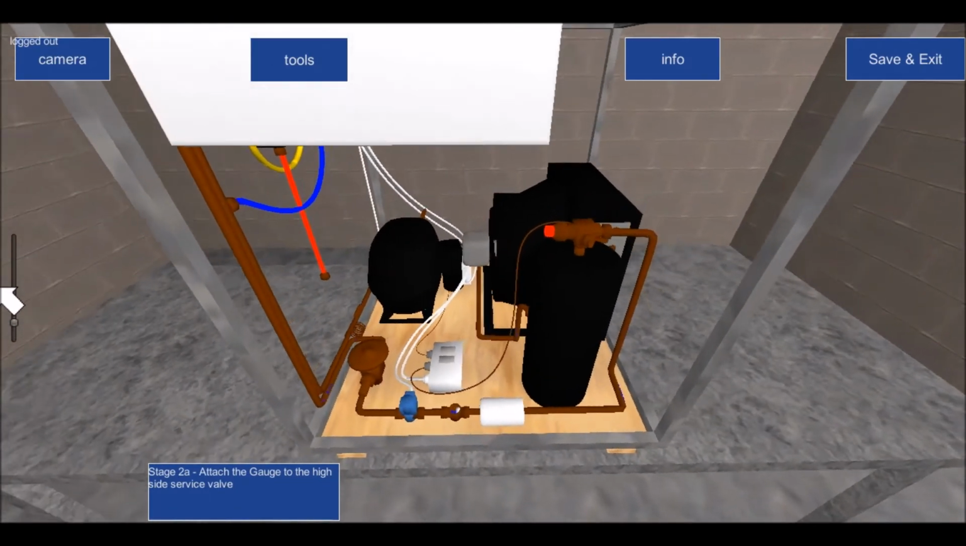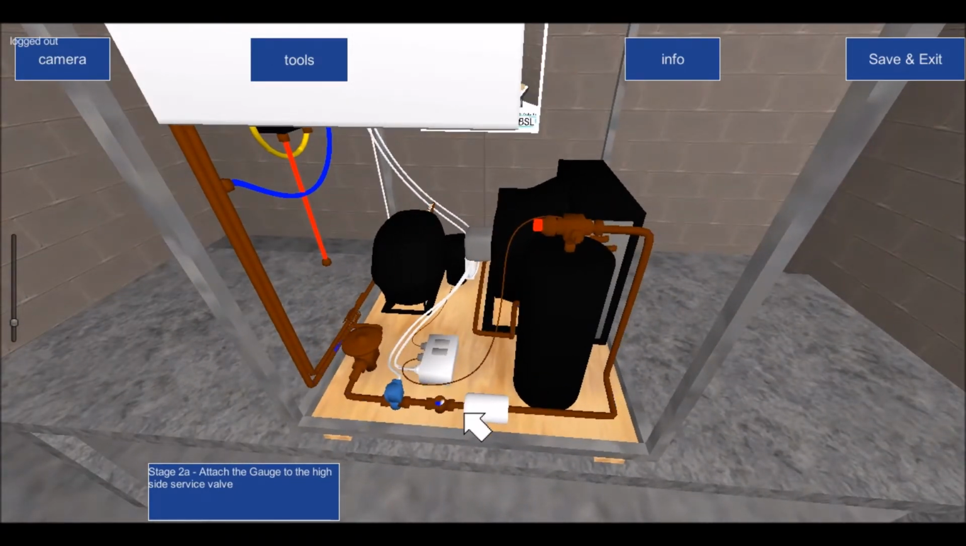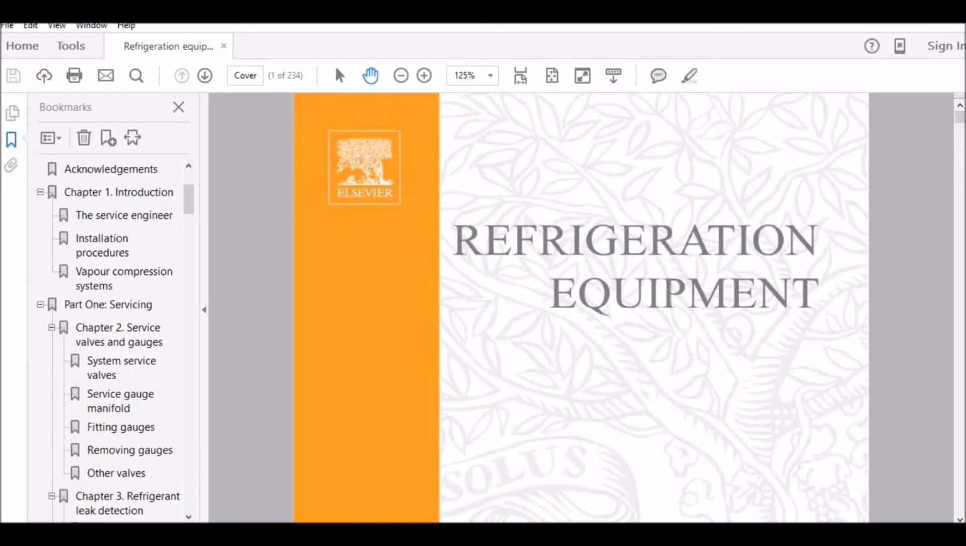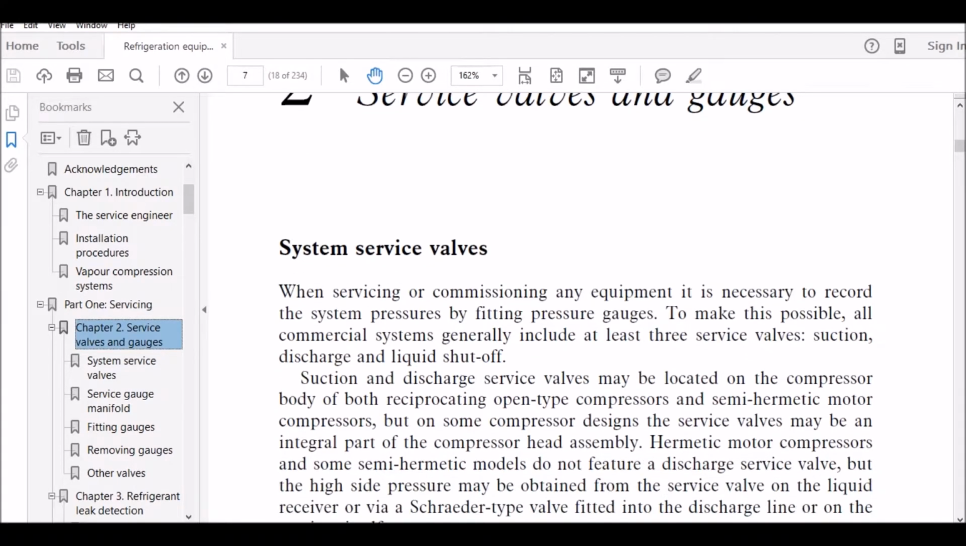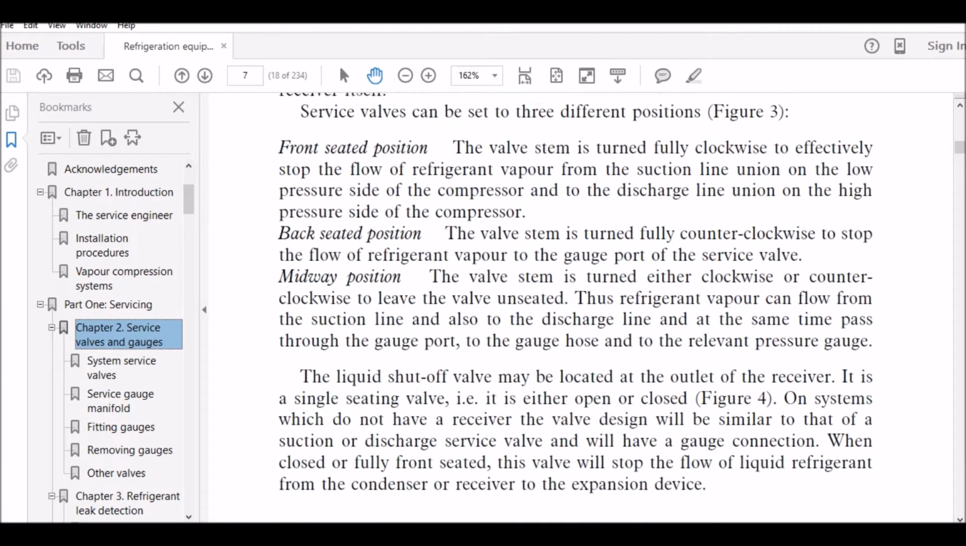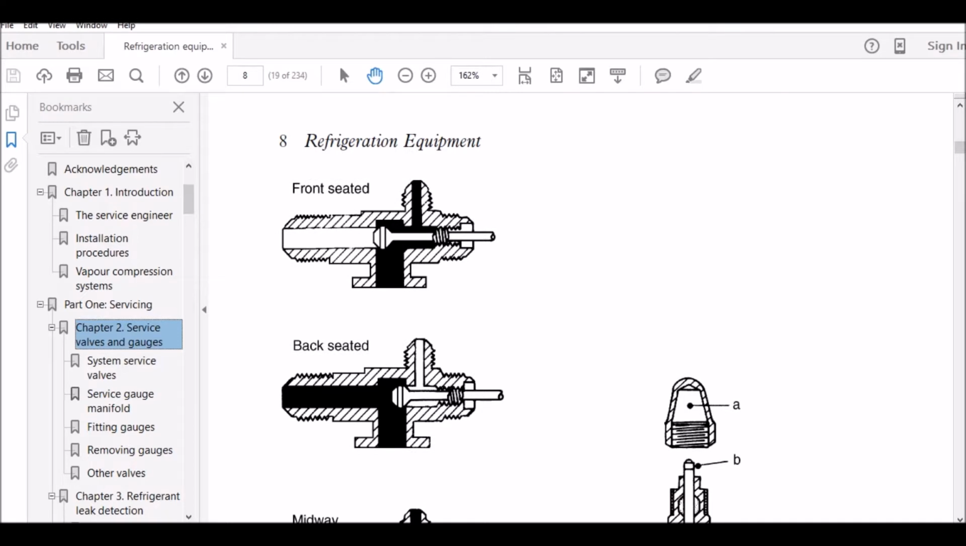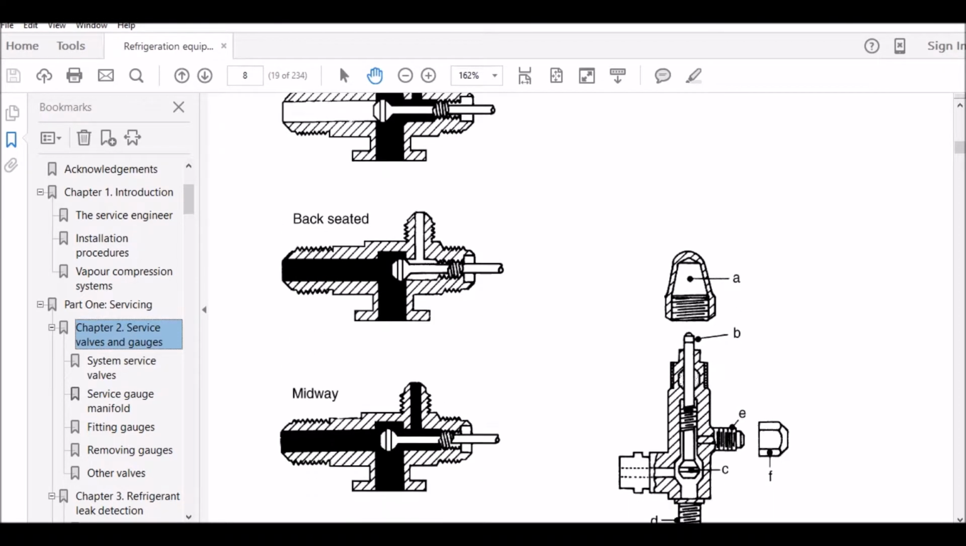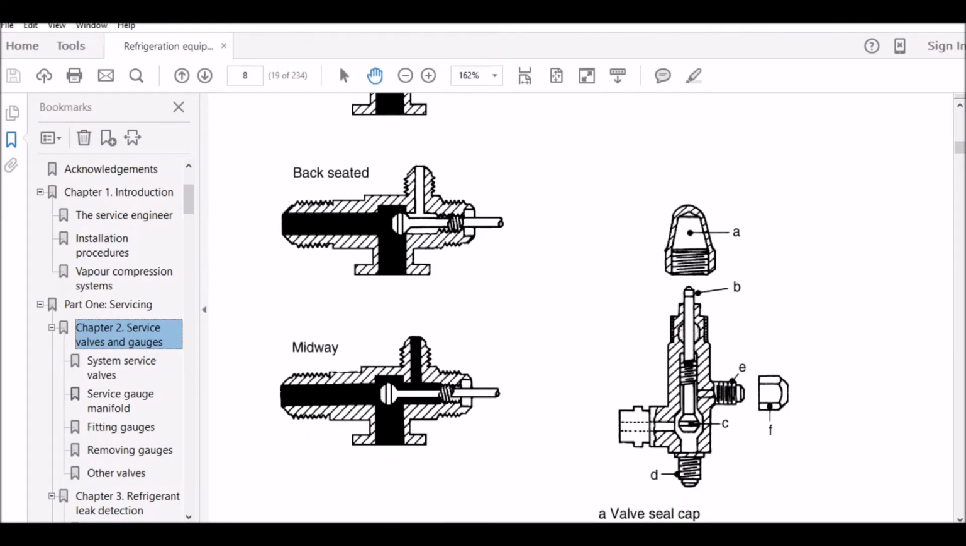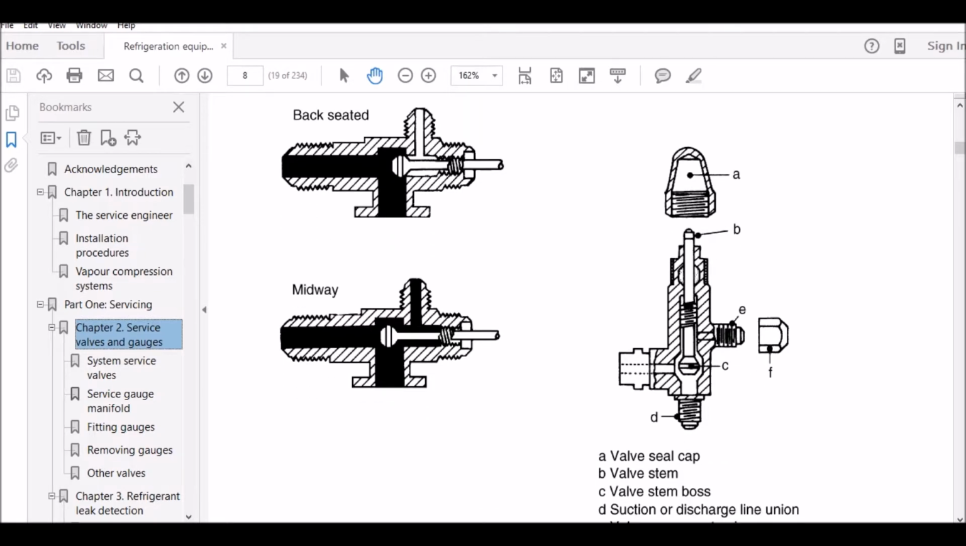Now, when you come to the real world, what you will find is that there is a little black cap fitted to this service valve, and I suppose the best way of describing this service valve is if I go into this book here, and we go into valves and gauges, and we go down along here. This kind of gives you a picture. This is a picture of the service valve that we're dealing with. So this is the cap that I'm referring to, and that cap is just a kind of a seal. So you can see it's a valve seal cap, whereas B is the valve stem.